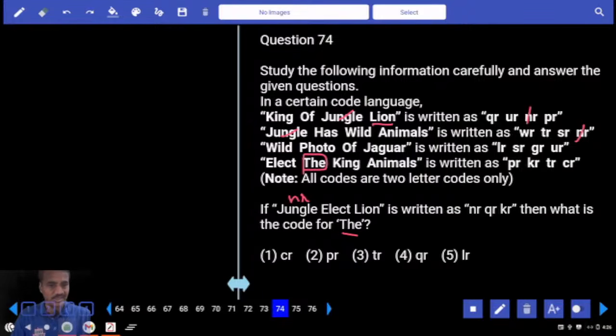Lion is here, so NR is done. QR is common. The code for lion is what? QR. And elect is here. Elect is what? Elect is KR. Now these are the 3 elements. Then elect king animals. Elect is what? KR. And next one, king and animals. King is common between the first and the last, and PR is common. And next, animal is common between 2 and 3. Then CR or TR is common. Then what is the code to the word the? CR. That is choice 1, question number 74.